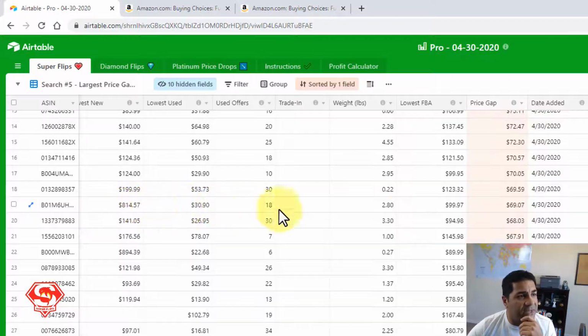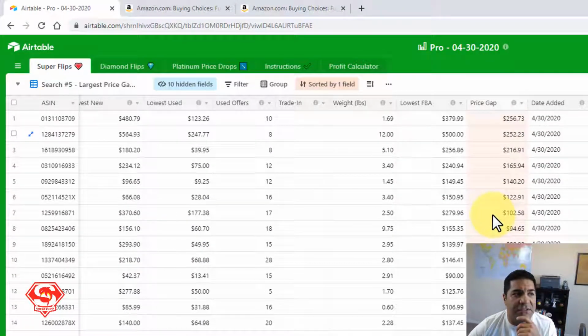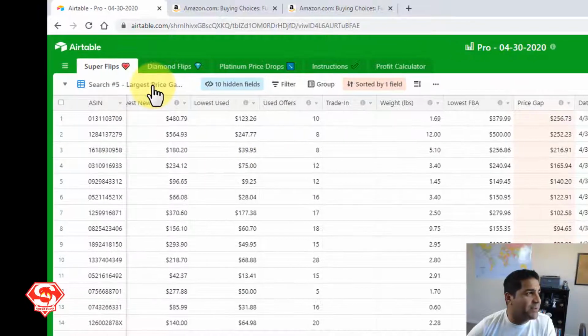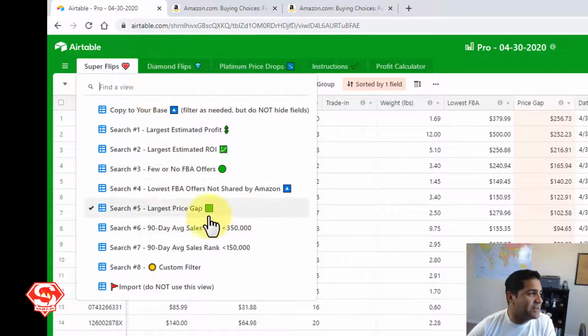Okay, let me go over number 5. I mentioned this earlier, it's the price gap. So this column you see highlighted, price gap. These are where there's a gigantic price gap between the lowest price and the lowest FBA. Some of these will be mixed in with the profit and with the other searches, but it's just a good way. One of our customers, this is his favorite thing, is to use the price gap. That's what they want, day in and day out.